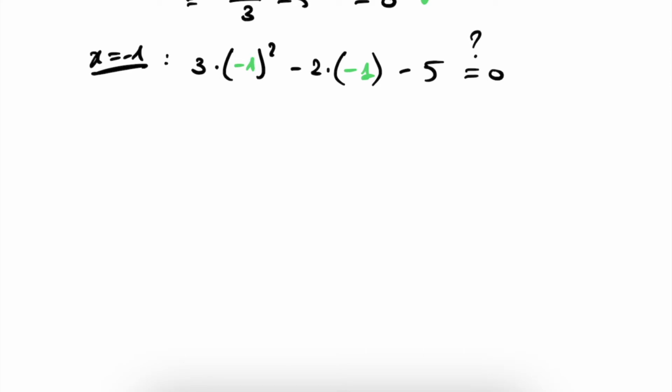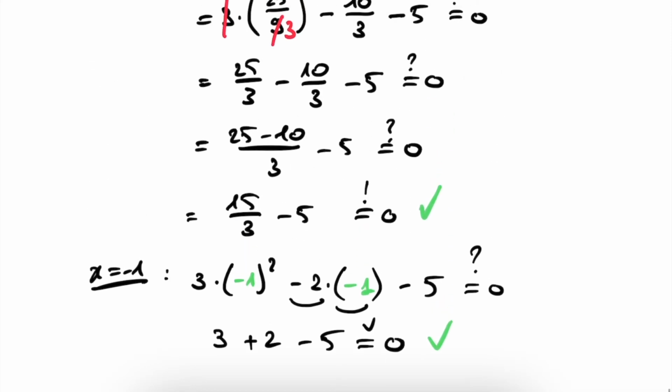Minus 1 squared is just 1. So we get 3 times 1, which is 3. Minus 2 times minus 1 is plus 2. So we get plus 2 minus 5, which is indeed equal to 0. And here we didn't make any mistakes as well.